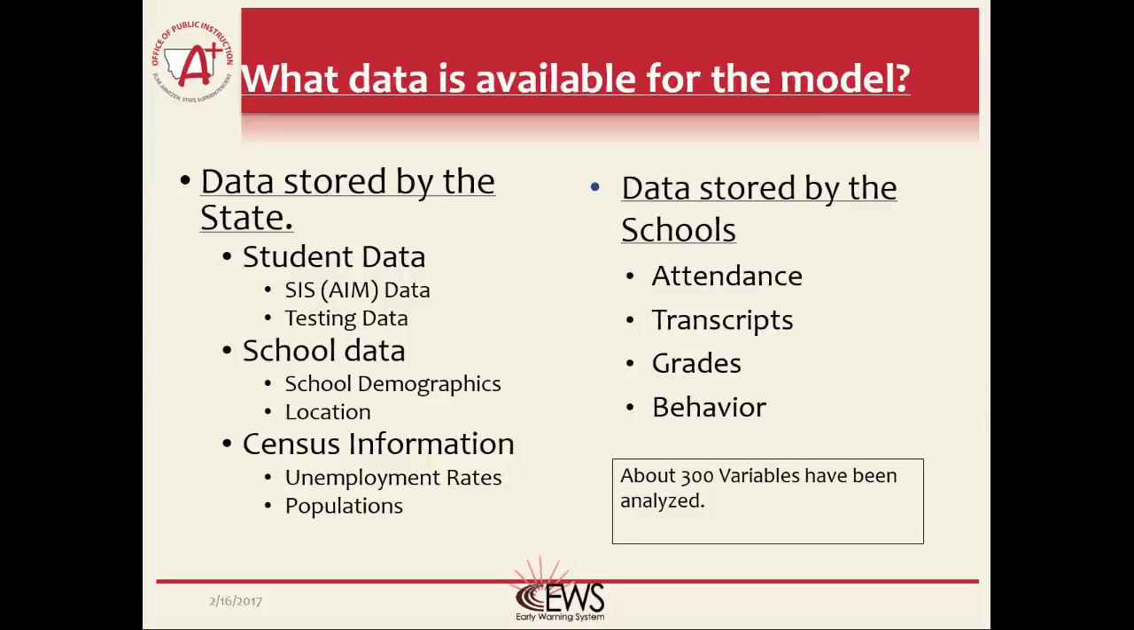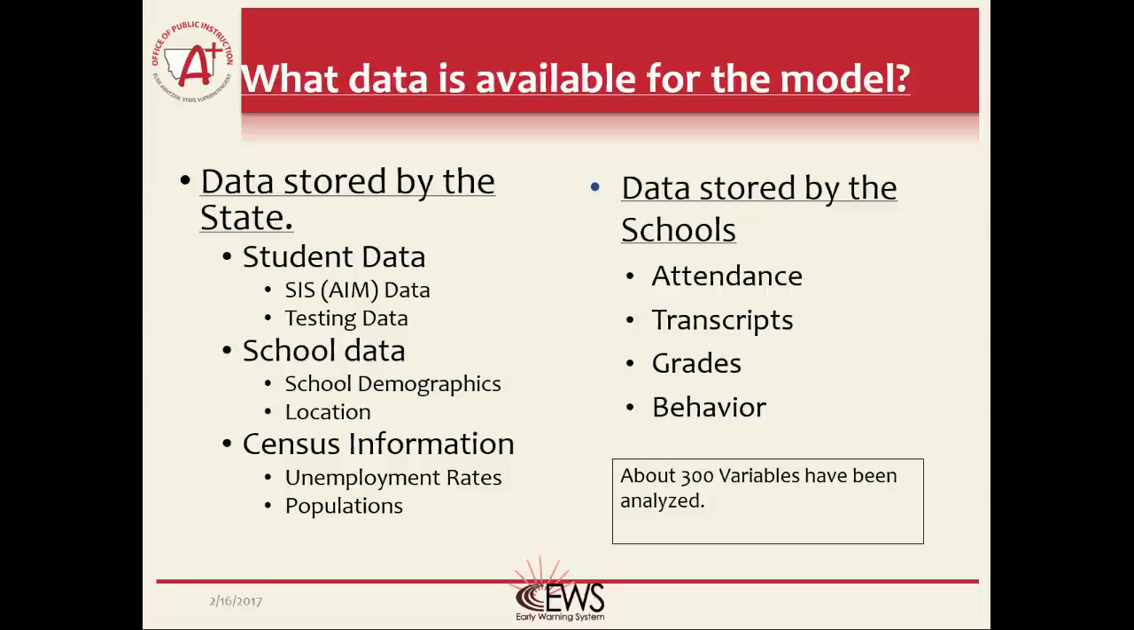First, we need to determine what data is available to include in the early warning system. The OPI collects data about each public school student in grades K-12 throughout the state. Most of that data is contained in the Student Information System that Montana uses from Infinite Campus. This data includes age, grade, school attended, programs the student participated in, demographic information, and other data. The OPI also has testing results from the statewide assessment. This test was the CRT. However, the Smarter Balance test is now used.